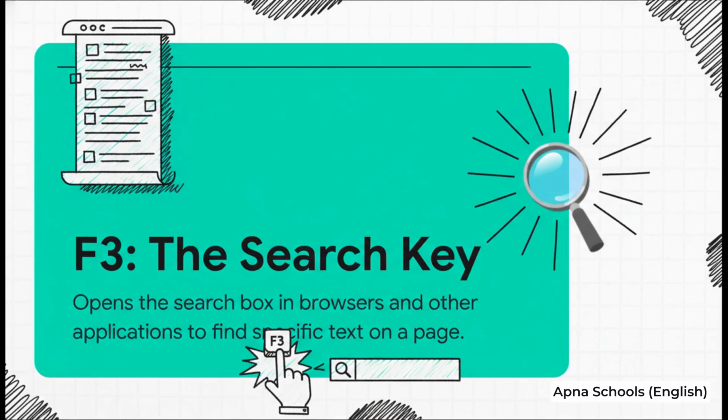Have you ever been scrolling forever on a super long web page or document, trying to find just one specific word? Yeah, we've all been there. Well, stop scrolling. Just press F3. This instantly opens the Find or Search box. You type in what you're looking for, and it'll highlight it for you. It's like having a search engine for the very page you're on.